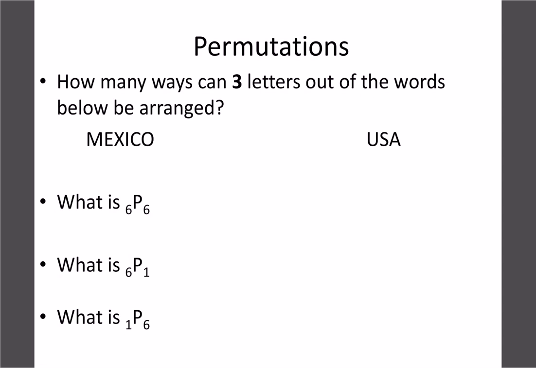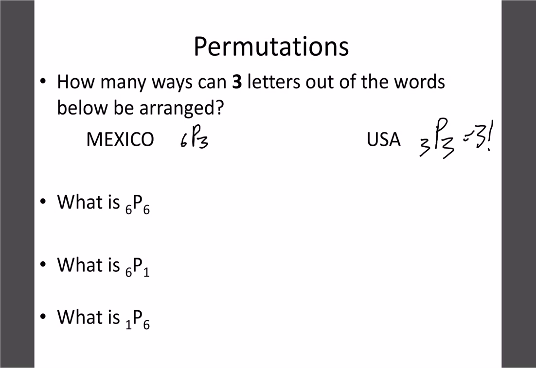Okay, so permutations work really well, like I said, when you're doing partial groups. So in this case, if we want 3 letters out of the letters in Mexico, we got 6 different letters, so that'd be 6p3, and that's it. For USA, there's 3 letters, we want to rearrange all 3, so we could use 3p3. But we also know from our last topic, we have 3 letters, we want to arrange all 3, we could write that as 3 factorial. So that means 3p3 is the exact same thing.